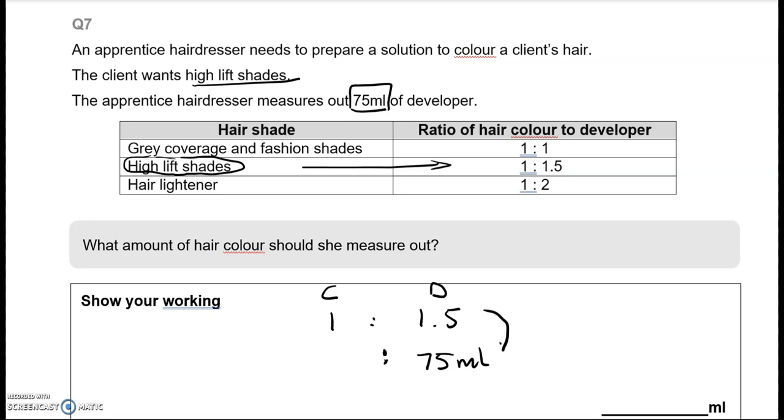So we'll find out how many 1.5s fit into 75 by dividing 75 by 1.5, and that gives us 50. So 1.5 times 50 gives us 75. 1 times 50 gives us 50 milliliters. So she needs to use 50 milliliters of hair color.